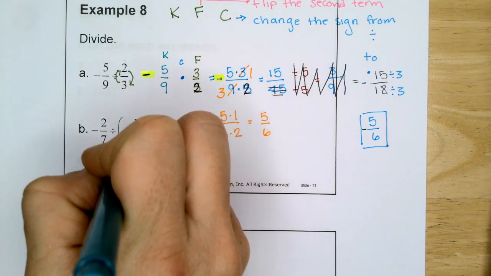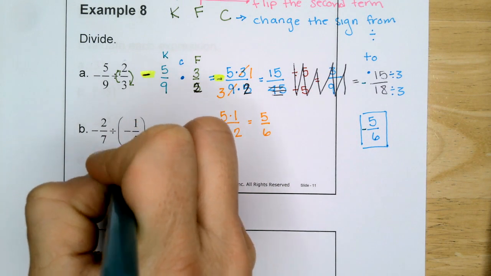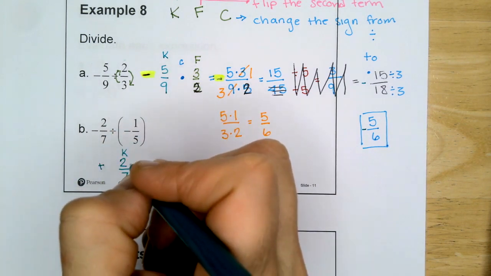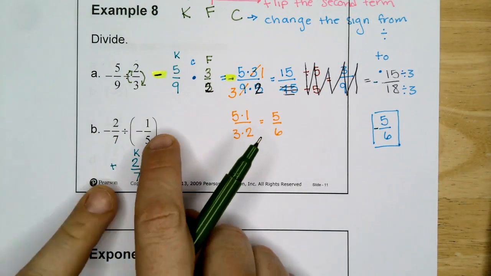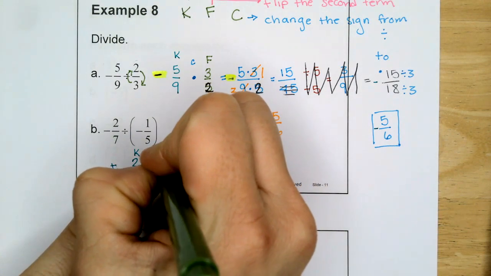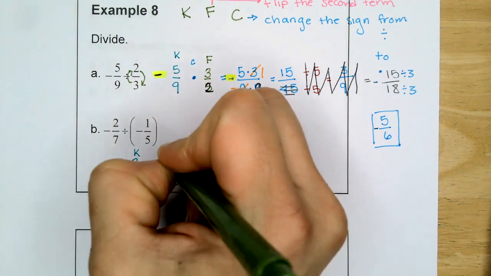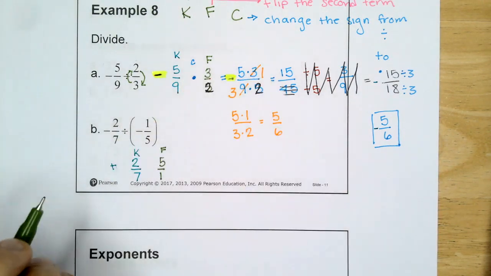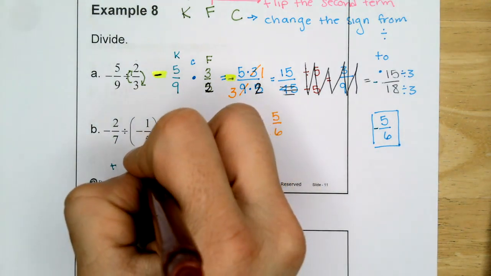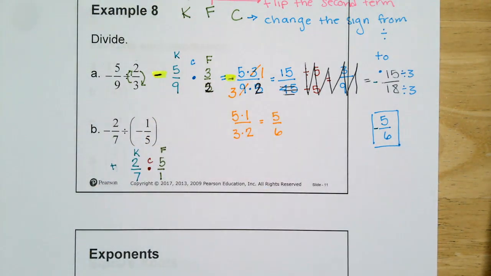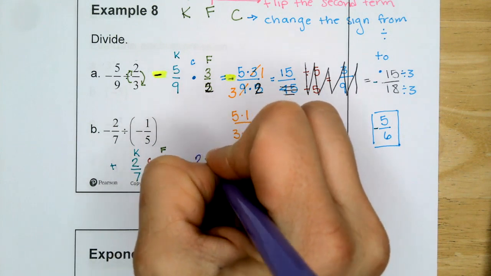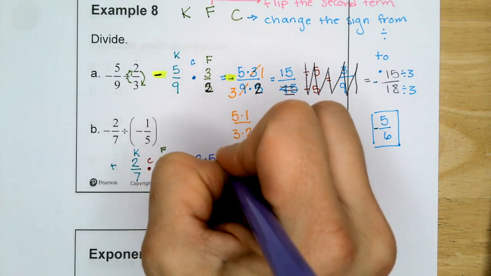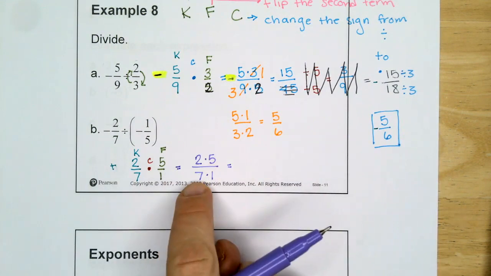2 sevenths remains 2 sevenths because that's called keep. 1/5 becomes 5 over 1 because it is flipped. And then we change from a division to multiplication. Change. Okay. Now, all that means is 2 times 5 on the top over 7 times 1 on the bottom. There's nothing I can simplify out.